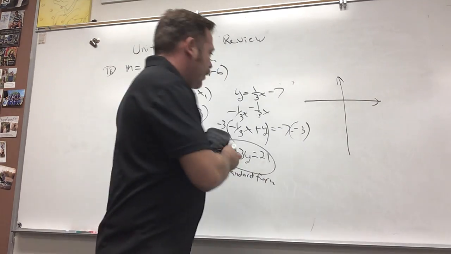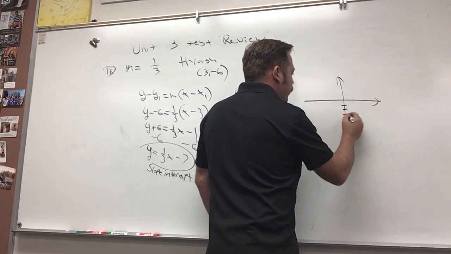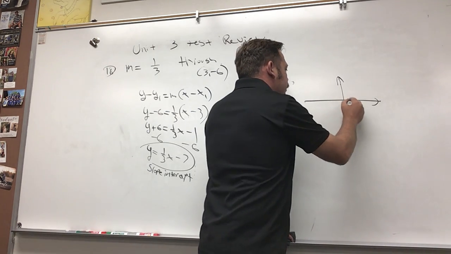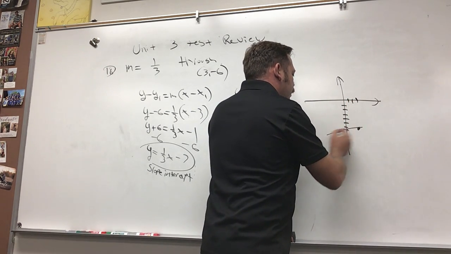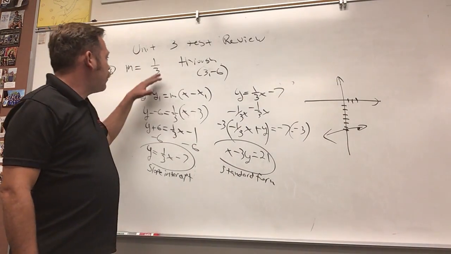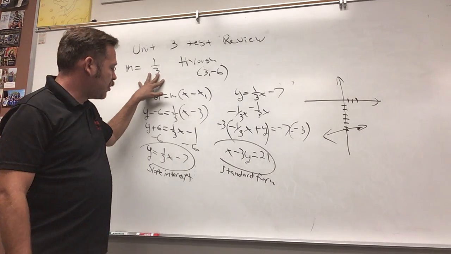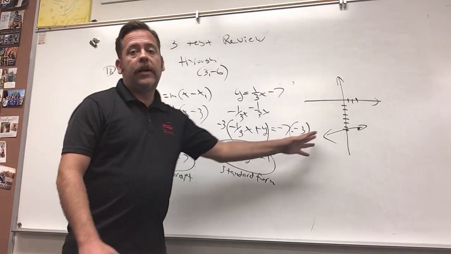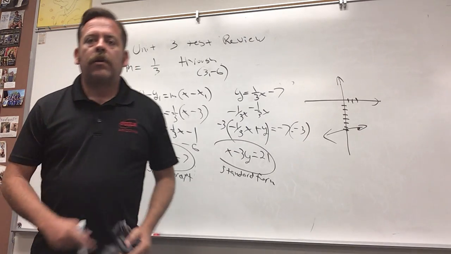Okay, so if I graph, I'll go down 7 spaces: 1, 2, 3, 4, 5, 6, 7. From there, I'm going to go up 1 and to the right 3. And my line looks like that. So I have started with a point and a slope, used point-slope form, found slope-intercept form, found standard form, and I graphed it. Great problem. All right.